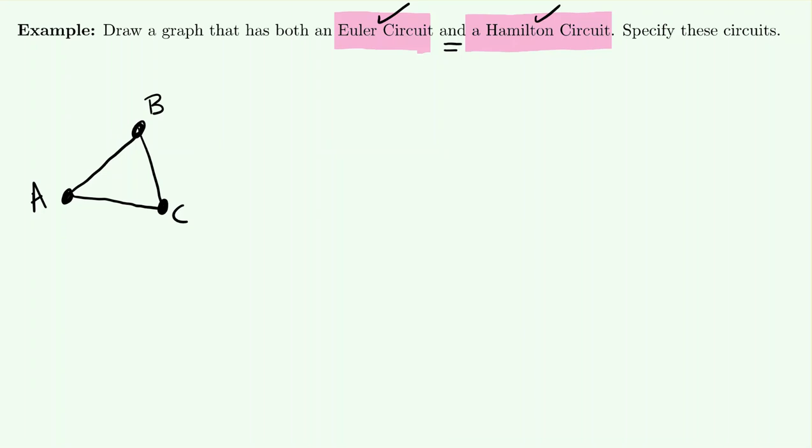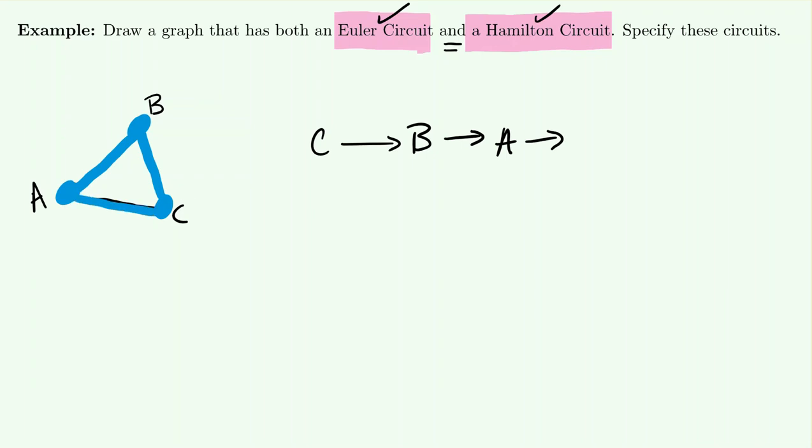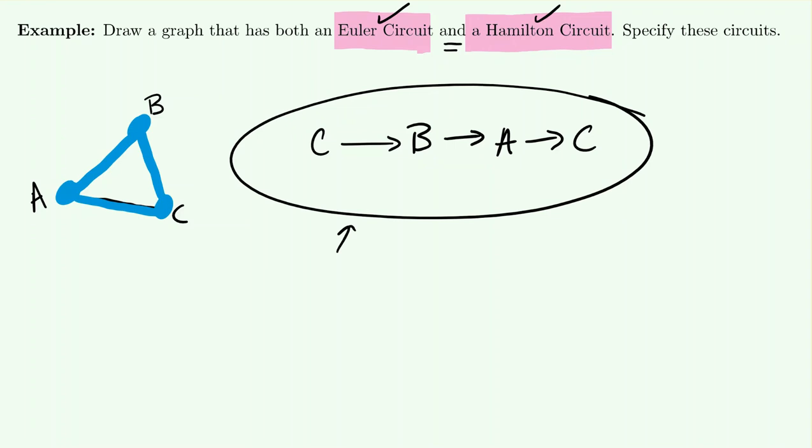And if we want to start at, for instance, C, we could say start at C and then go to B. And then from there we could go to A. And from there we could go back to C. And in this example, we have something that is a Hamilton circuit because it's a circuit that visits every vertex. And it's also at the same time an Euler circuit because it's a circuit that goes through every edge exactly one time. So this is an example of a Hamilton and an Euler circuit.